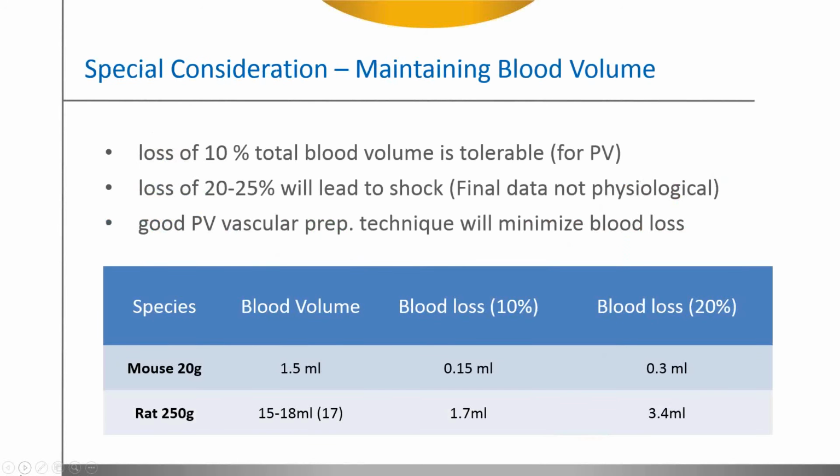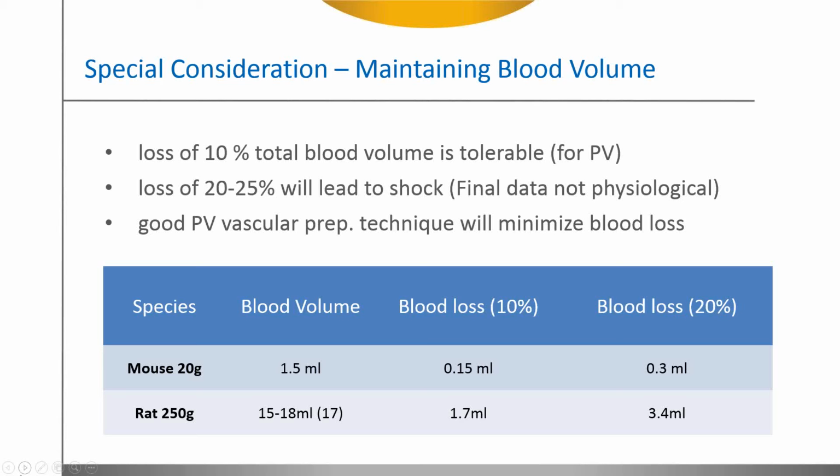Moving to the next slide, there's a consideration, I call this slide hemorrhage. It is important to protect the circulating blood volume during your PV research. This leads to a protection of blood pressure and overall hemodynamics. So for example, a loss of 10% is very fast in a mouse, and it's tolerable for PV. But a loss of, for example, 20 to 25% will lead to shock, and then the final data will not be physiological. So a good PV vascular prep should somehow find a way to minimize the blood loss.